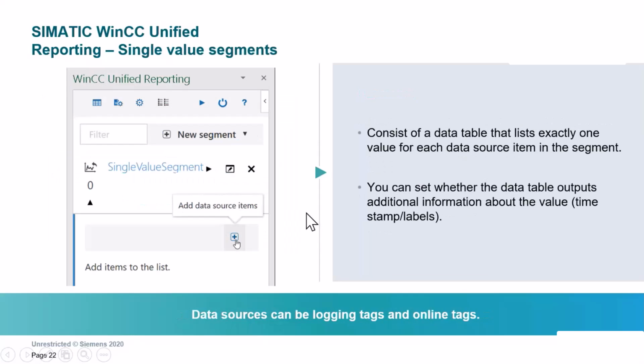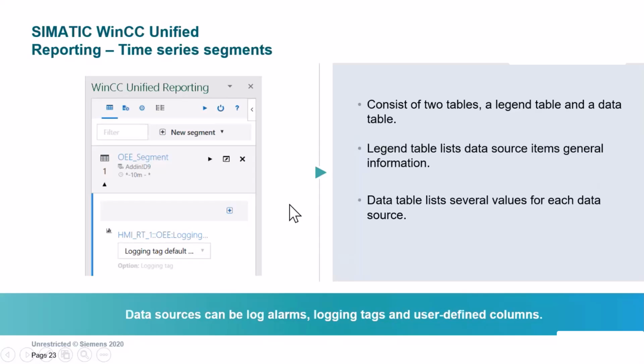Segments with a single value are made up of a data table that precisely assigns one value to each item from the data source within the segment. The data table has the capability to provide additional details about the value, such as timestamps and supplementary labels. When it comes to setting up a time series, the process is slightly different, yet bears similarities. You would still need to add a series, but what you'd be looking for is something like the log area, or the alarm log area. That's the current status of the setup.